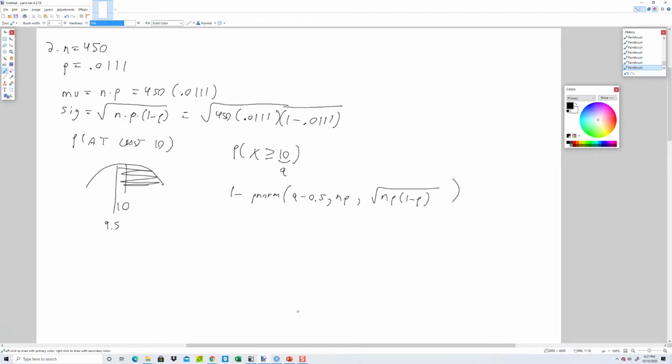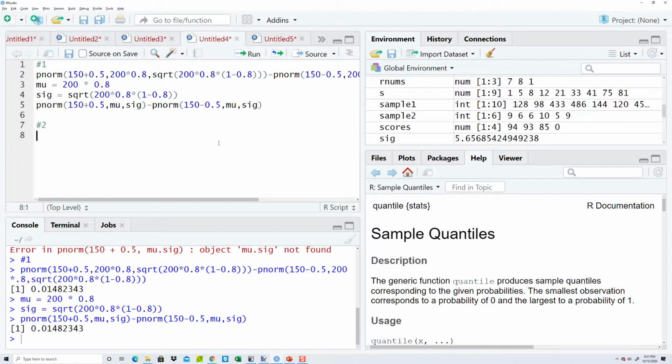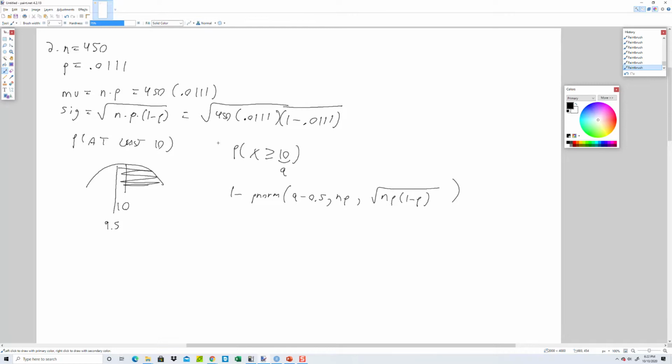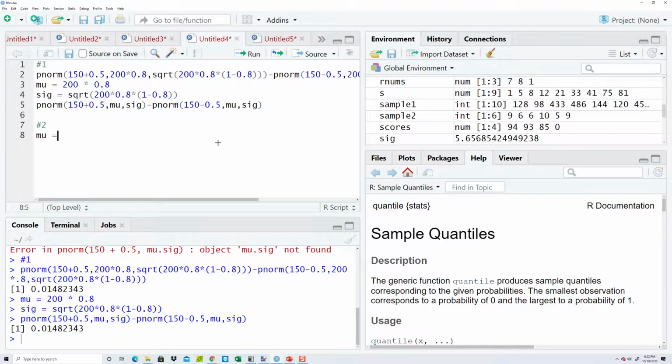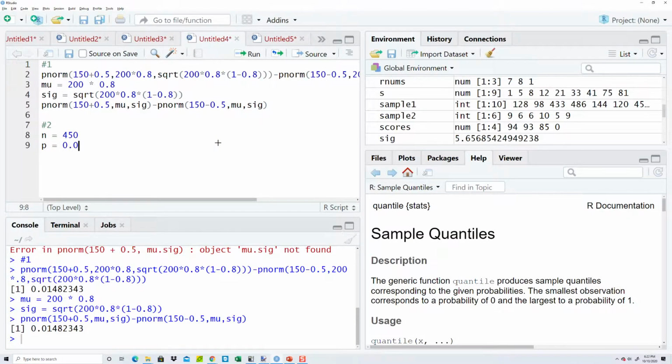Okay, let's go over to R. And mu is going to equal n times p, 450. And by the way, you could even make this better, programming-wise, cleaner. n is 450. P is equal to 0.0111. Mu is going to equal n times p. Sigma is going to equal the square root of n times p times 1 minus p. Now, if you use the same setup, all you have to do is change your n and p each time.